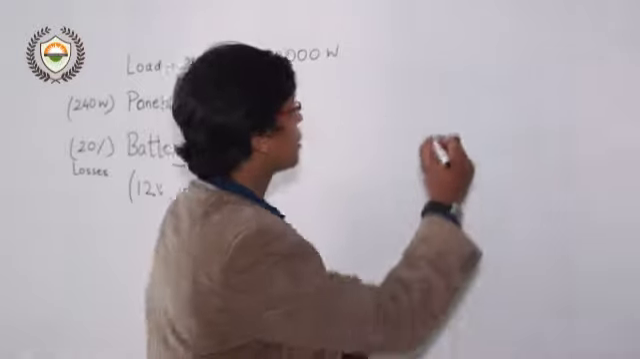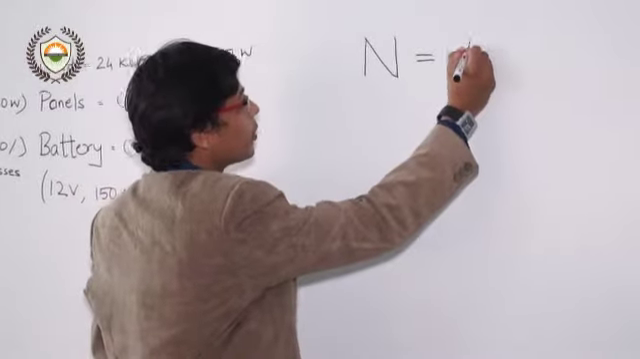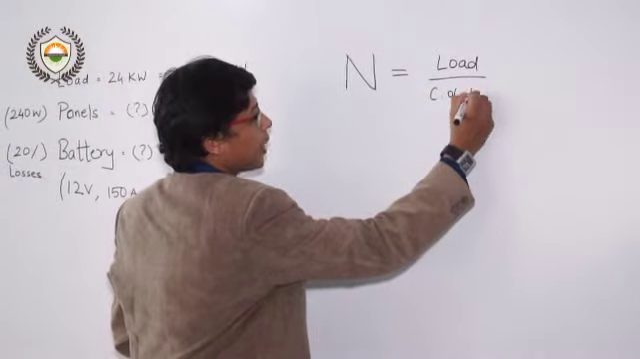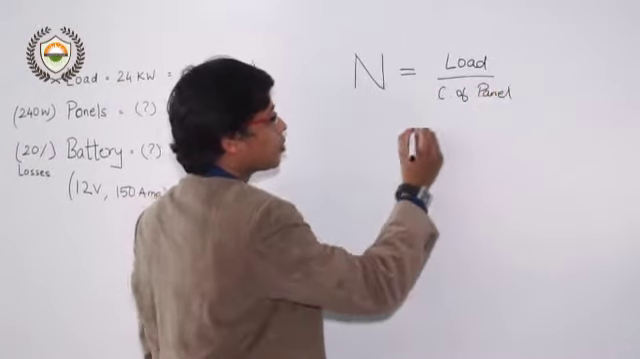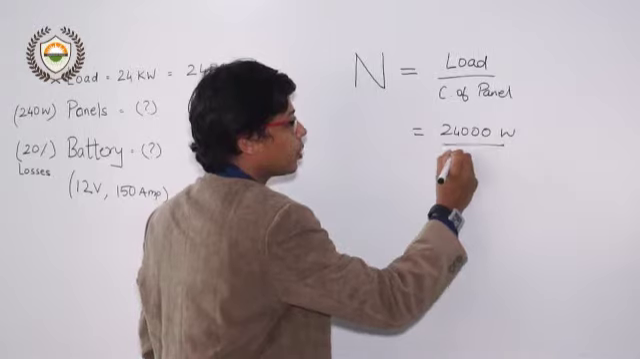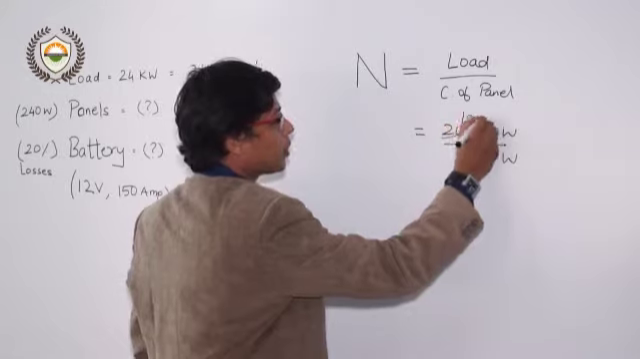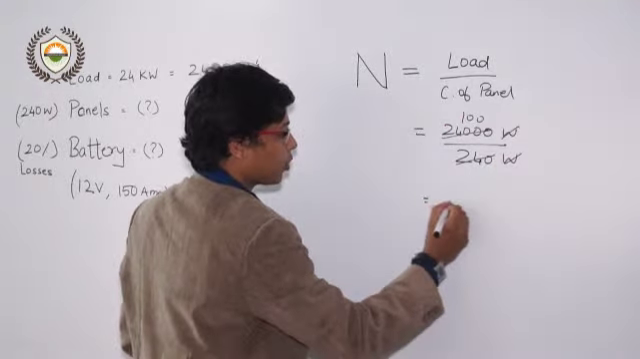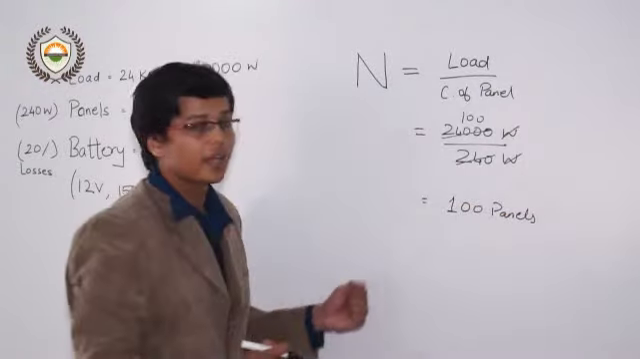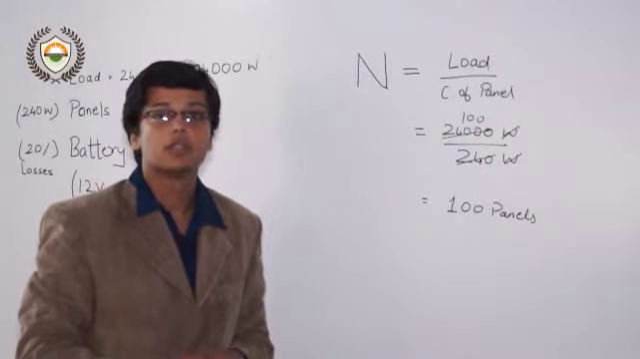So the number of panels required, N, would be equal to the total load divided by the capacity of a panel, which would be 24,000 watts upon 240 watt. So when you calculate, you get 100. So you get 100 panels required to suffice the load of 24 kilowatts with a panel size of 240 watts.